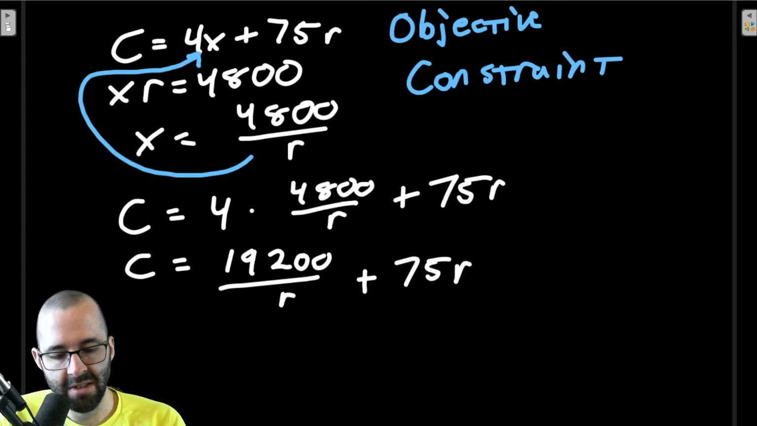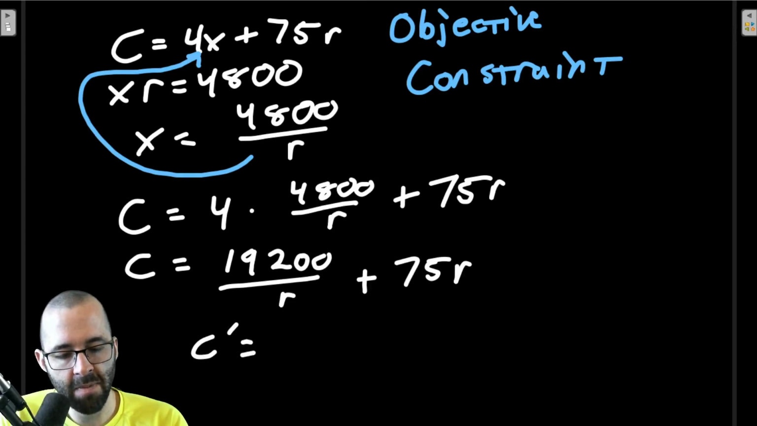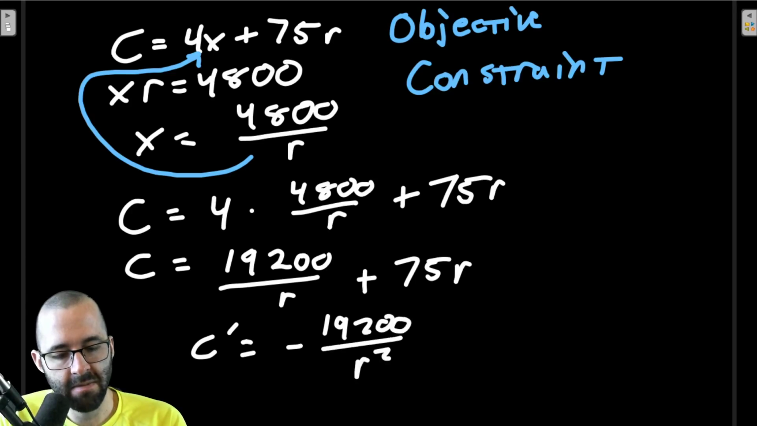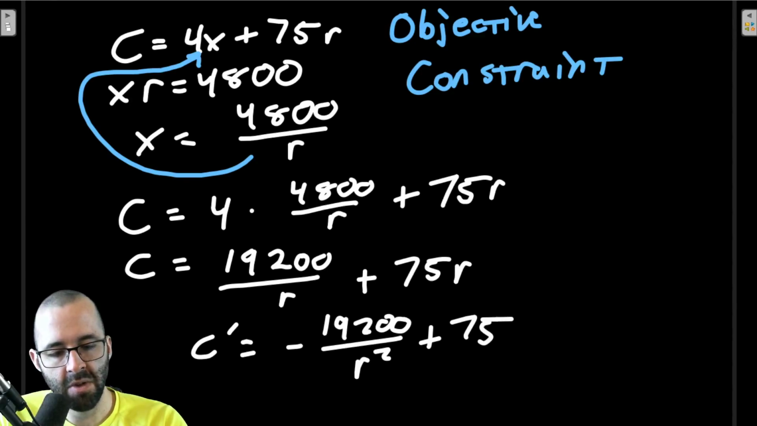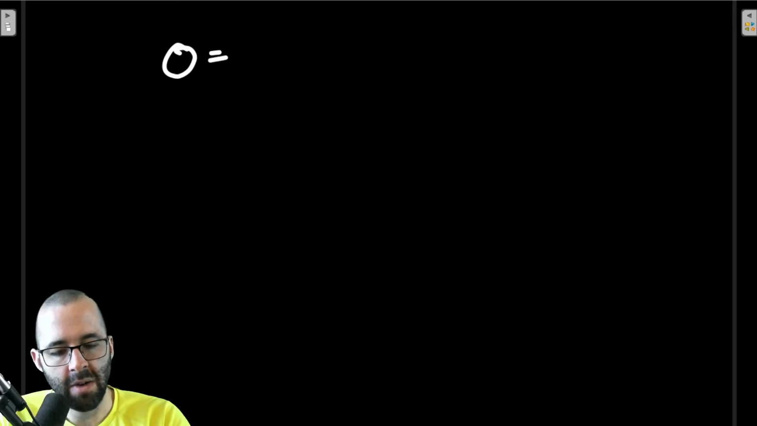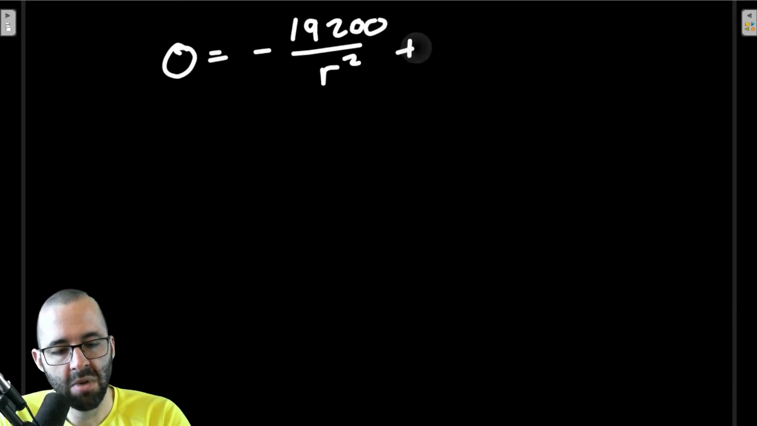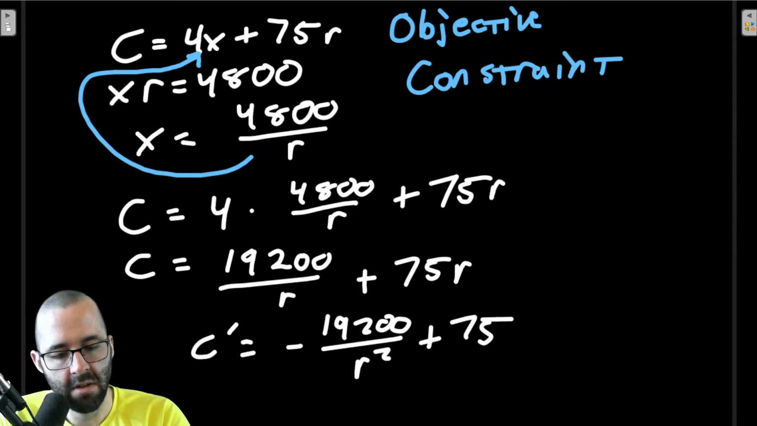And we'll take the derivative and set it equal to 0. So c prime is negative 19,200 divided by r squared plus 75. We want to set this equal to 0 again. We'll do that on the next page. 0 equals negative 19,200 over r squared plus 75.